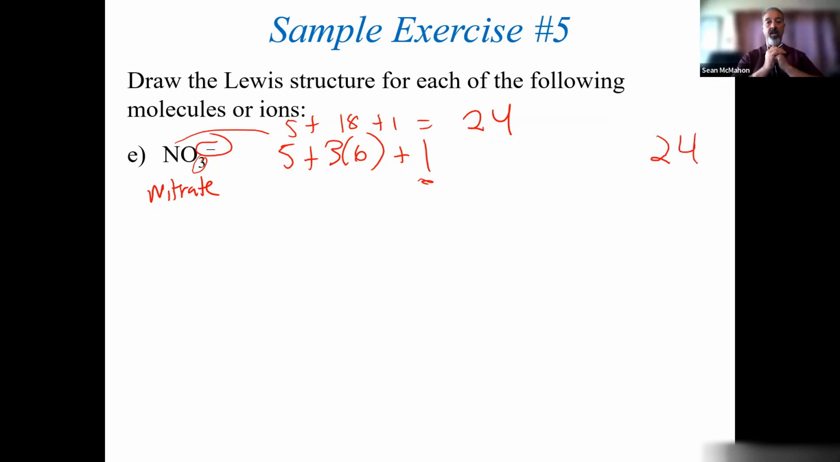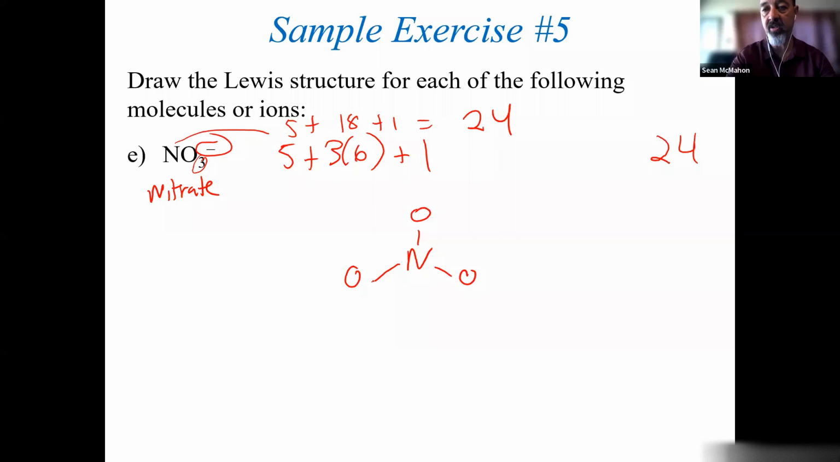Okay. Now I need to figure out, with the 24, who's the central atom? Nitrogen. It's furthest left. So I have peripheral oxygens. First thing I want to do is attach the oxygens to the nitrogen with single bonds.